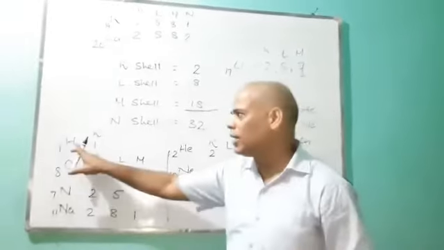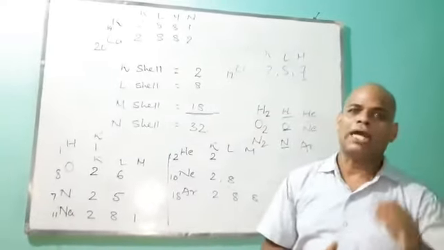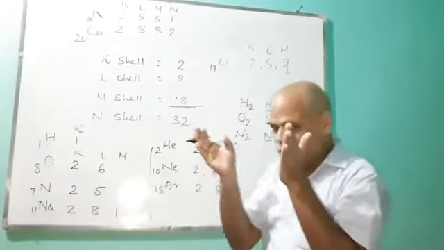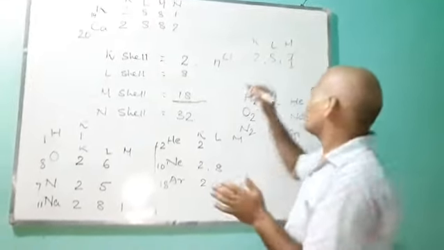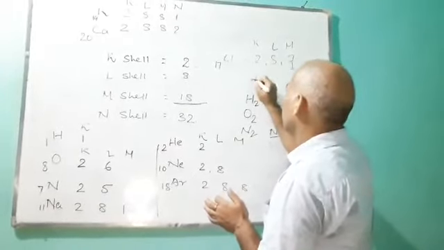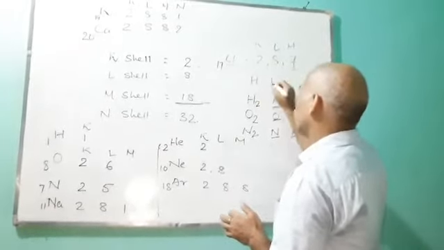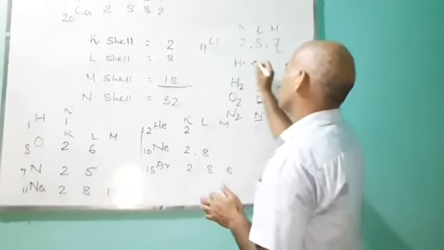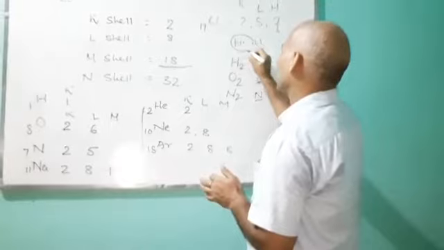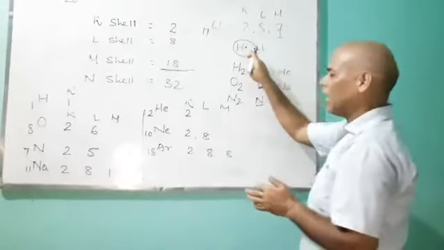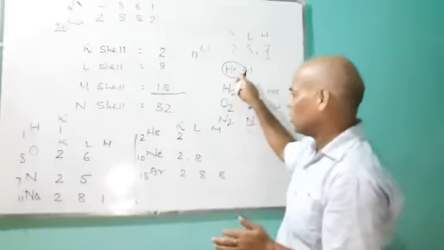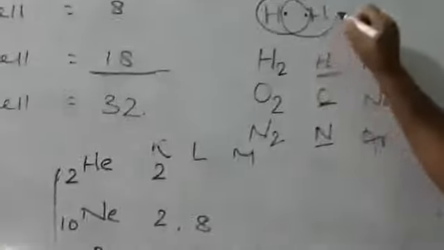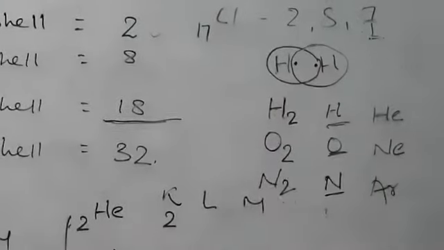Similarly, hydrogen has 1 electron. So hydrogen tries to share with another hydrogen or with some other element also. Each has 1 electron in its outermost shell. So both are sharing. You see, this hydrogen now has 2 electrons like helium. This way of achievement is called sharing.